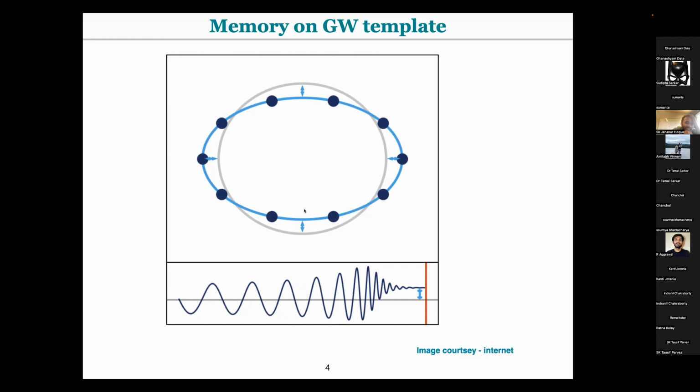Because the wave amplitude offset is changing, it again reaches its equilibrium position, which is the circle. But the entire circle is shifted either up, down, wherever.